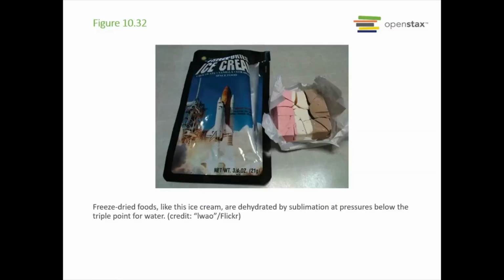So here's a picture of some freeze-dried ice cream. I know a lot of us, when I was a kid, I always wanted astronaut ice cream. I never had it, but from what I've heard, it's not that good. But they go below the triple point.